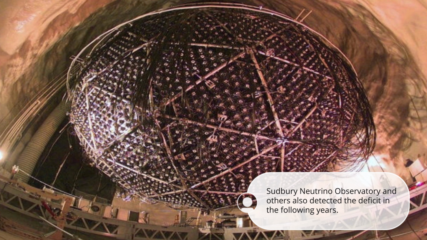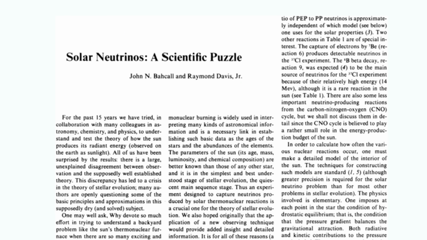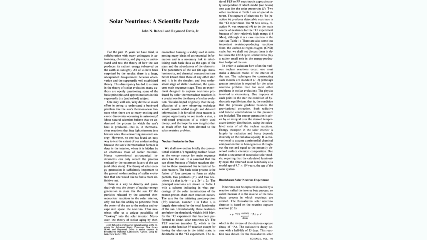The number of neutrinos detected was only 1/3 of the number of neutrinos predicted from theoretical models of the Sun's interior. This discrepancy, known as the solar neutrino problem, was a major puzzle in the field of solar physics. It seemed to suggest that our understanding of the process that drives the Sun's energy production was incomplete or incorrect.